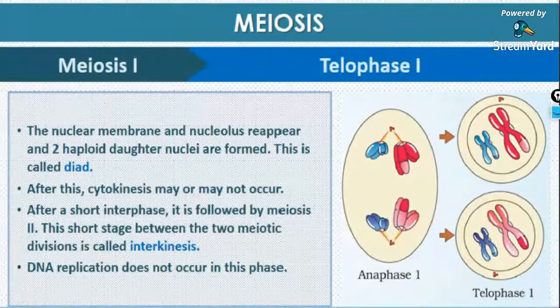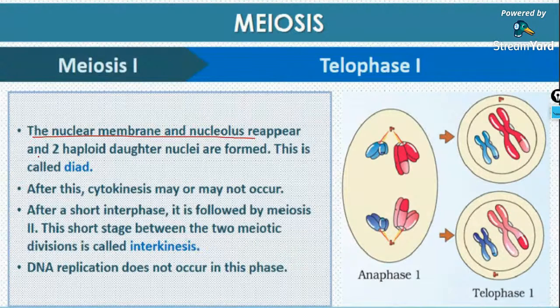Next is telophase. The nuclear membrane and nucleolus reappear and two haploid daughter nuclei are formed. This is called the dyad.